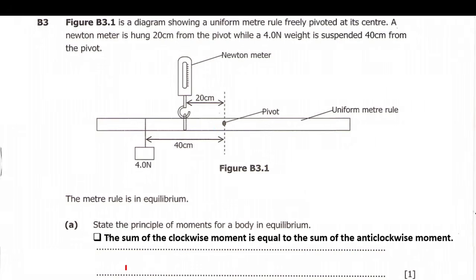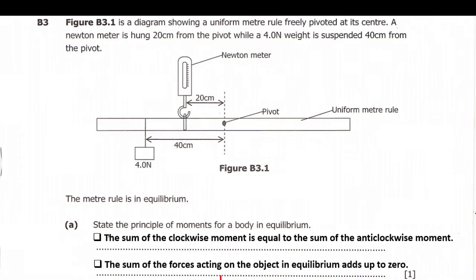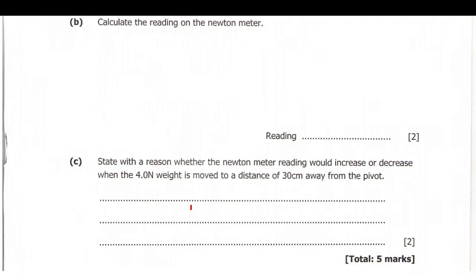Or you can say that the sum of the forces acting on the object in equilibrium adds up to 0, which is almost the same as the first one also. So when you add all the forces that are acting on this, they must add up to 0. All right, so now let's go to B.